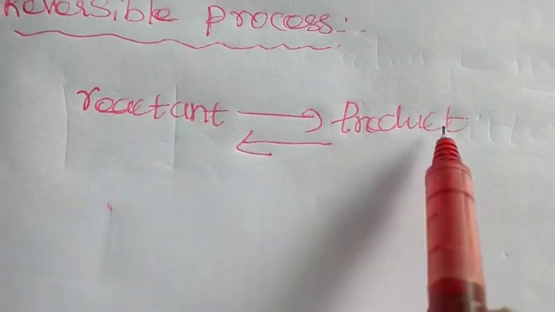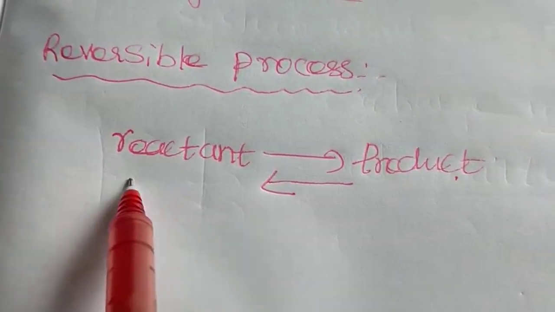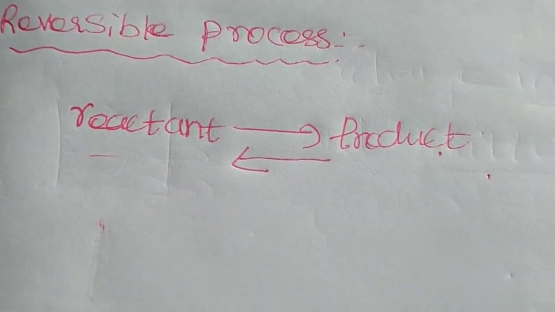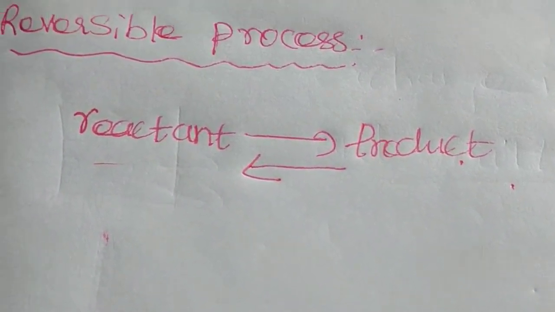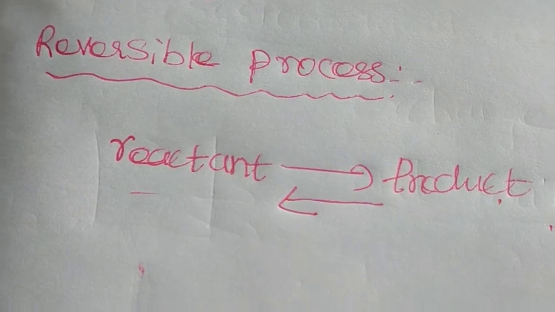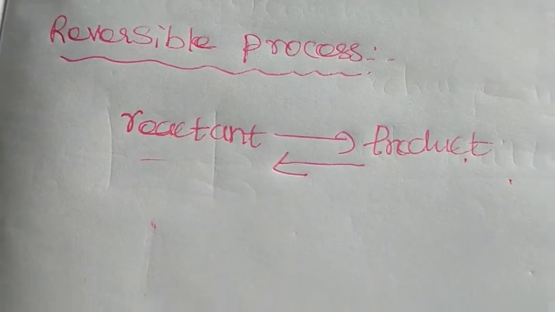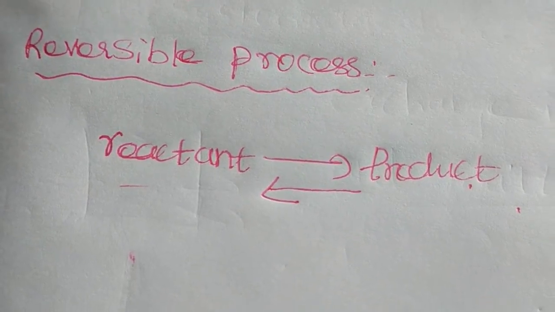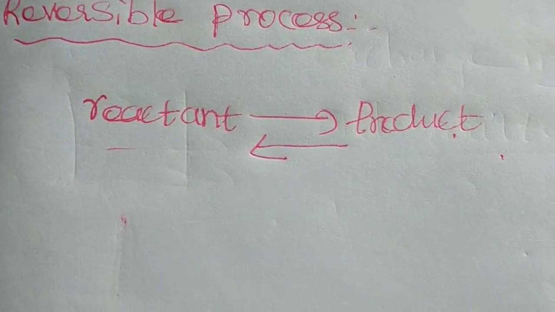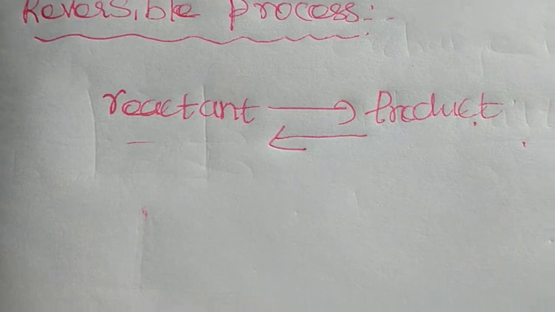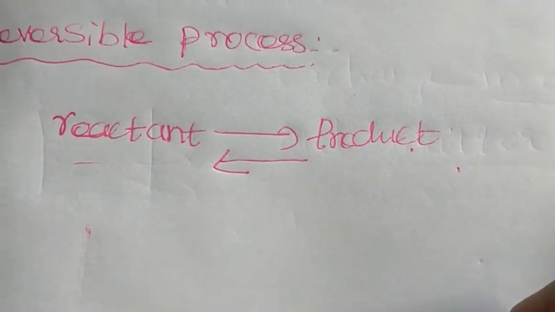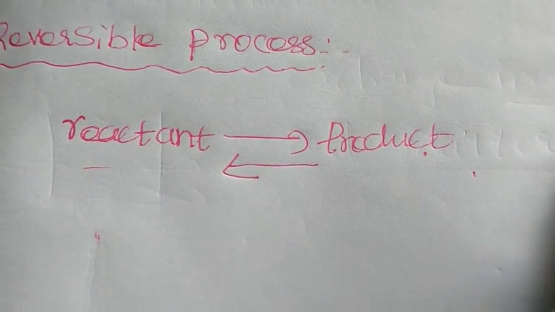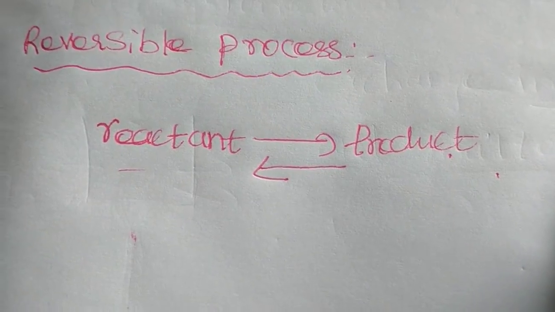This is a reversible process, and this process must satisfy some conditions. First, the process should occur infinitesimally slowly. It must be a slow process. Okay, then what is the second condition?